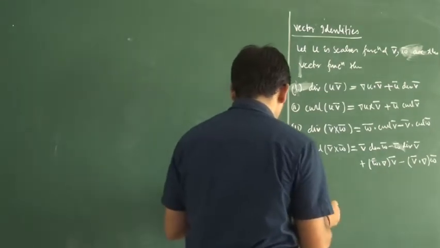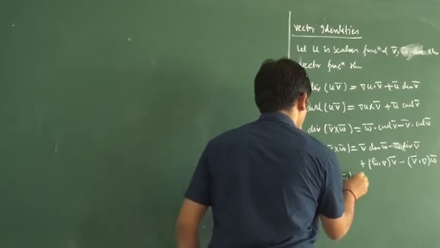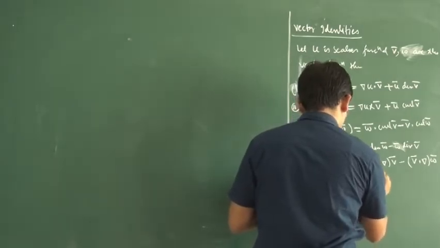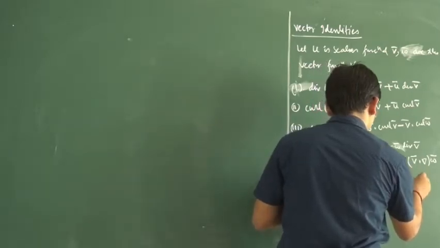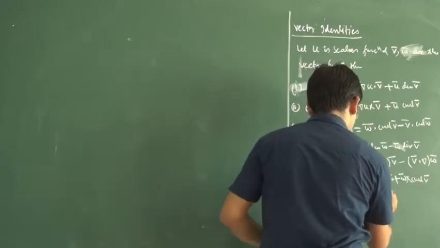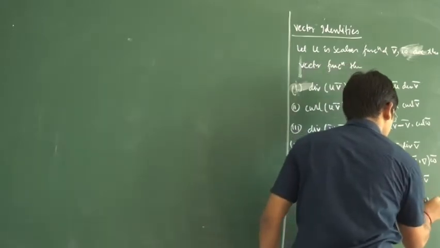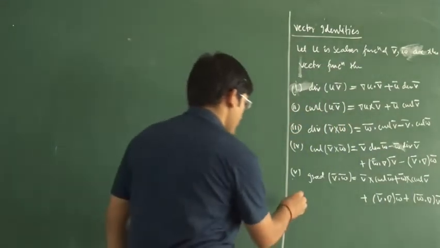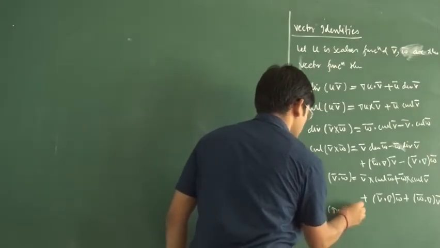Then our fifth property is grad of v dot w, which is equal to v cross curl w plus w cross curl v. Then we have v dot del w plus we have w dot del v. So this is your fifth property. Then we have the sixth property as curl grad phi equal to 0.